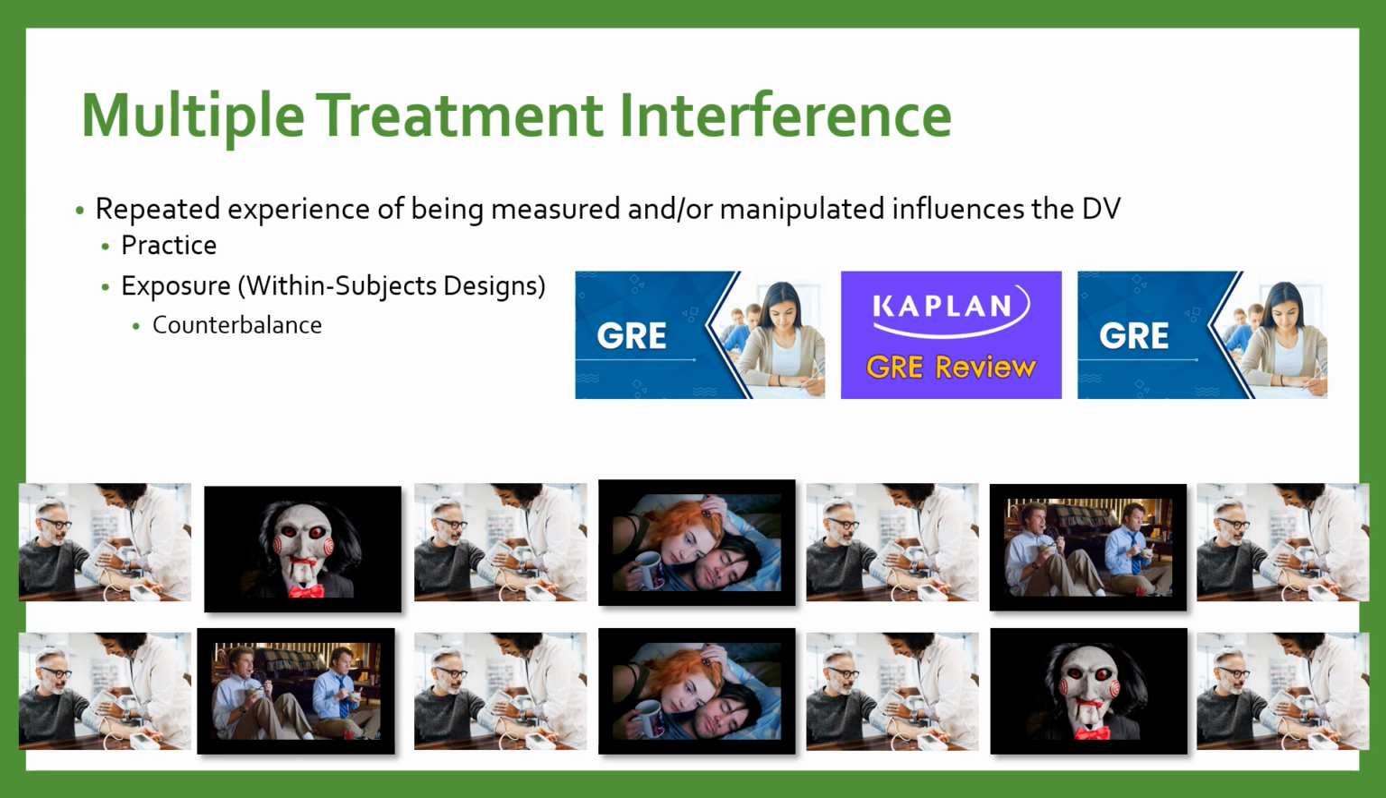A way to figure out if multiple treatment interference is happening, especially within subjects designs, is to counterbalance. So you see that there's two different conditions in that movie clip and blood pressure study. So you could have one condition that watched Saw first and another group that watched Step Brothers first, and then see if both conditions yield similar results, where you see higher blood pressure after watching the clip of Saw.